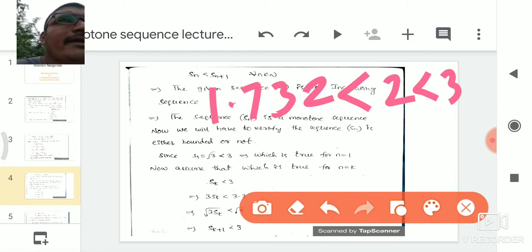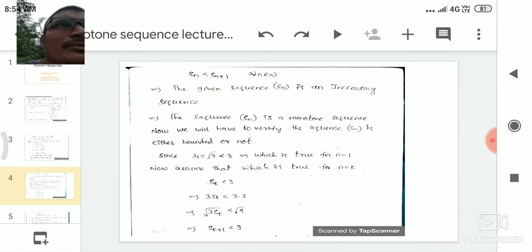Now we apply the mathematical induction method. It is true for n is equal to 1. Now we assume this is true for n is equal to k, then Sk less than 3. Now we have to prove that this is true for n is equal to k plus 1. For that we use the recursion formula. Whenever we use the recursion formula, we multiply by 3 on both sides. Then 3 into Sk less than 3 into 3.